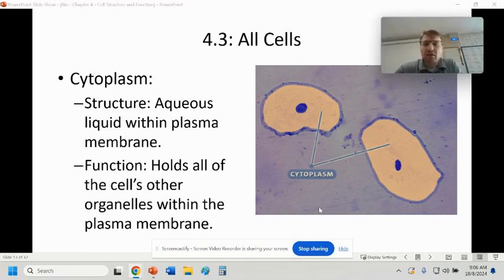Everyone, we're going to talk about section 3 here in chapter 4, and this is going to be about what all cells have. Now, one thing that all cells have are the membranes that we talked about in the last section, but in this section, we're going to talk about 2 other things that all cells have.